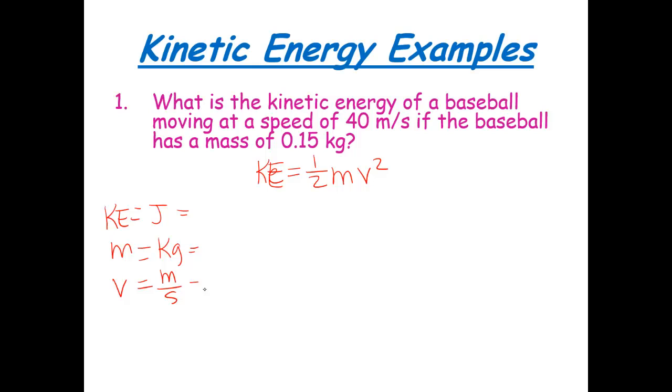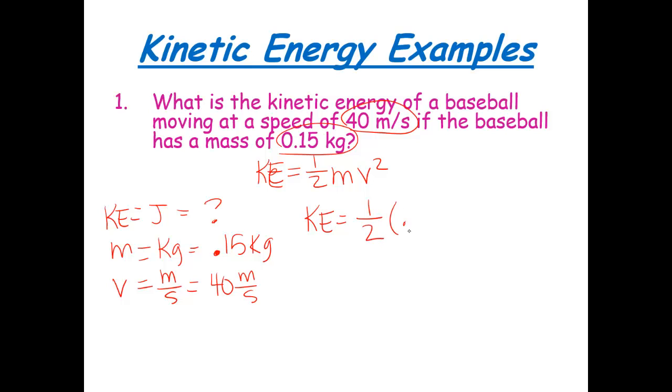So we go up here. I have a speed of 40 meters per second. I go up here, mass, 0.15 kilograms. So the only thing I have left that I don't know is my joules, which is my kinetic energy, so I'm going to solve for that. Kinetic energy is equal to 1/2 times my m, 0.15, times my v, 40, and I'm going to have to square it. Now the only thing that is squared is the 40, meaning your velocity. Be very careful about that. So I'm going to do that first.